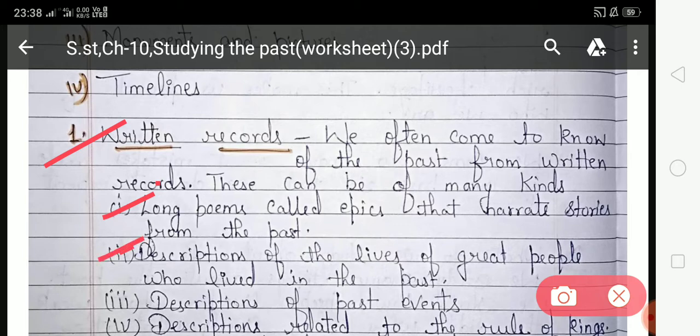Second, descriptions of the lives of great people who lived in the past. So student, with the help of descriptions of great personalities and great people who lived in the past, we can also know about our past, and these are also in the form of written records. Description of past events is also in written form, and with the help of the description of past events, we can also learn about our past.